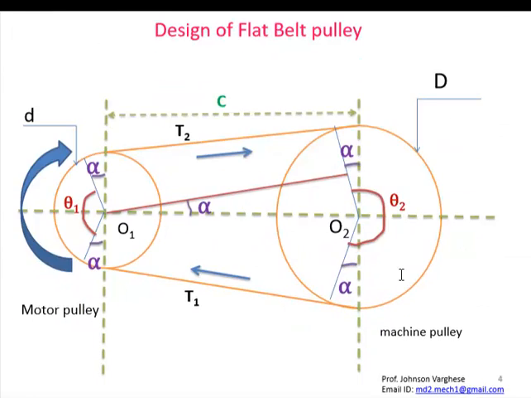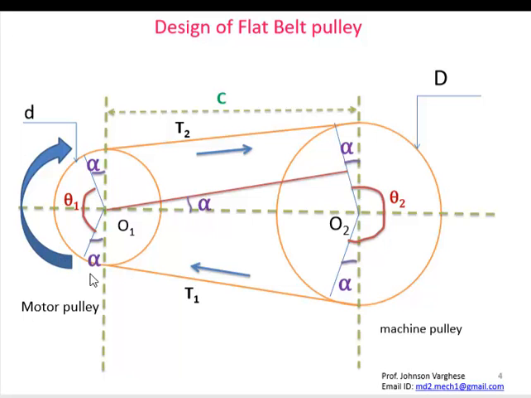Let us look into the figure. The smaller circle is known as motor pulley and the bigger circle is known as machine pulley. The center to center distance between the motor pulley and the machine pulley is C. The diameter of the smaller pulley is represented by small d and the diameter of the bigger pulley is represented by capital D. You can see here that there is an angle called theta 1 and theta 2.